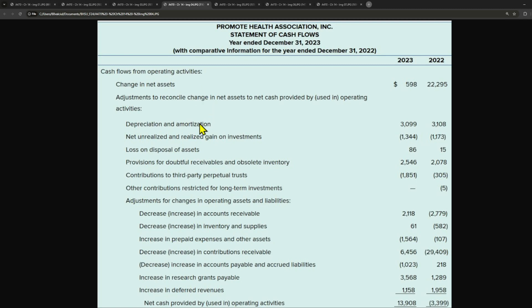So just like we add back depreciation and amortization, here are gains and losses, obsolescence, the other things we normally deal with investments, and then the adjustments for changes in operating assets and liabilities. If you remember, if accounts receivable went up, then we assume that the cash position went down. So for assets, if assets go up, cash goes down, and vice versa. If assets go down, cash goes up. In other words, for assets, the cash goes in the opposite direction, whether it's up or down.